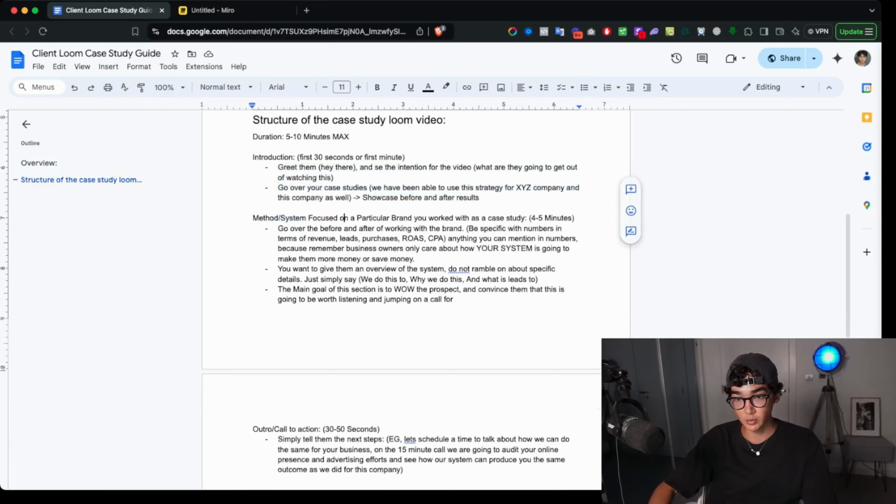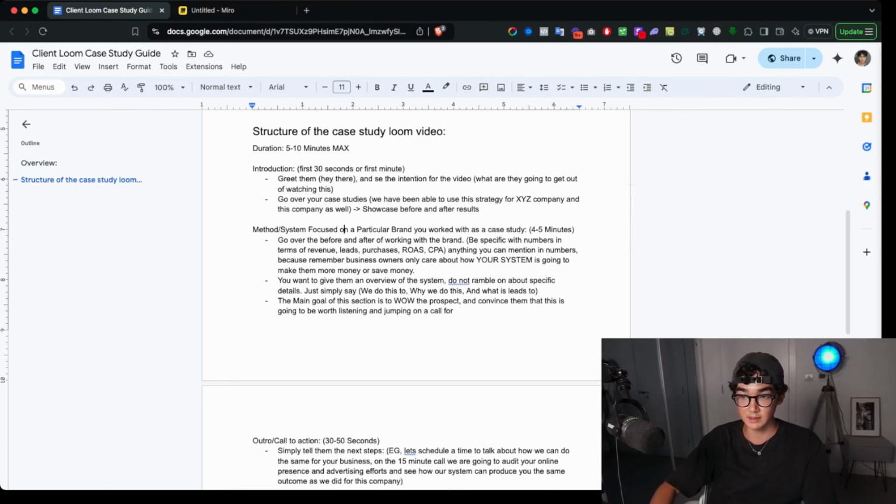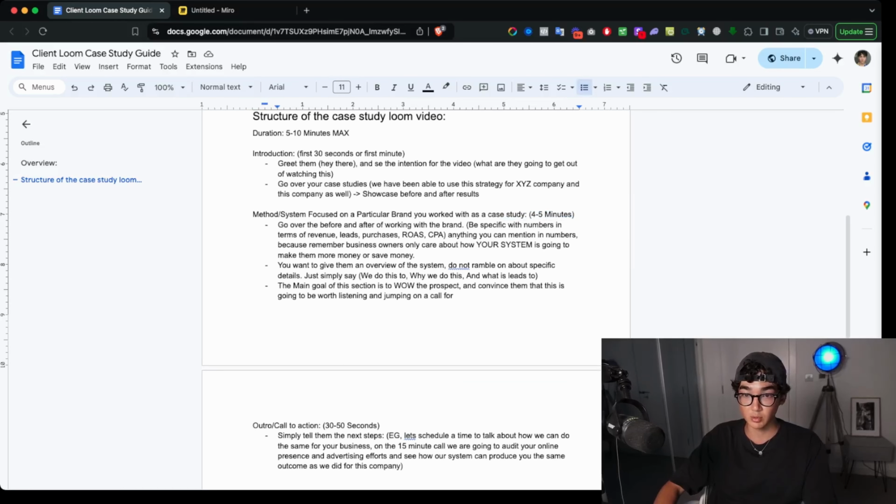Method or system focused on a particular brand you worked with as a case study. So what methodology do you use to take people from point A to point B? And this section is usually 4 to 5 minutes long. So here you want to go over the before and after working with a particular brand. Be specific with numbers in terms of revenue, leads, purchases, ROAS, CPA, anything that you can actually mention the numbers. Just be specific with that, because remember, business owners only care about how your system is going to make them more money or help them save money.